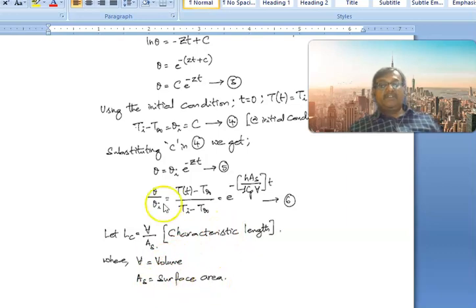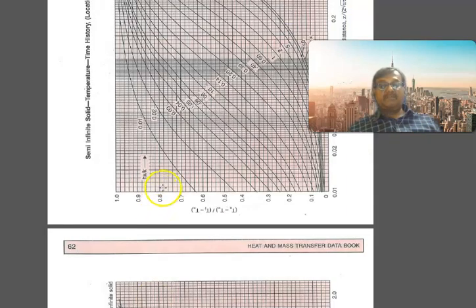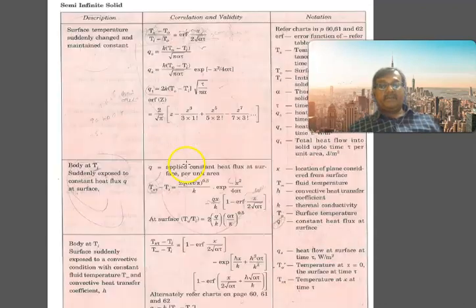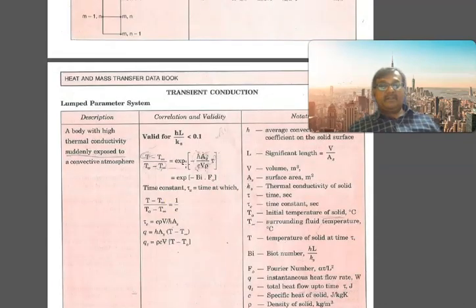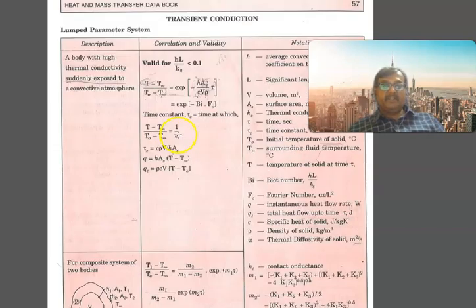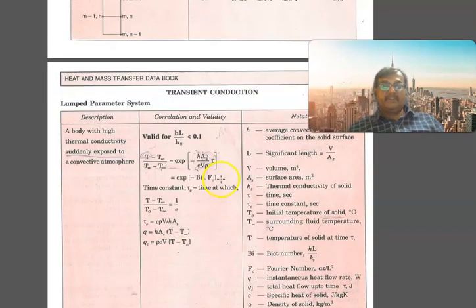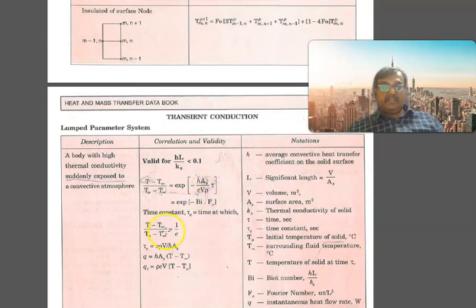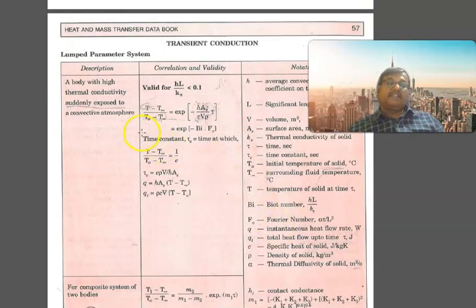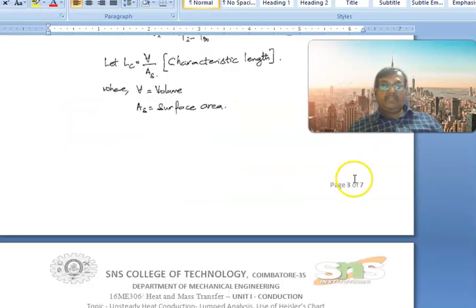Let me see the same derived equation in the HMT data book in the transient conduction section. Here is the lumped parameter equation we have seen, (T - T∞)/(T0 - T∞), which is on page number 57 in the heat and mass transfer data book. Each and every equation we derived is available here with the notations, so we can go through this. We can expect a big question in the numerical part and a 2 mark question on the Heisler chart.